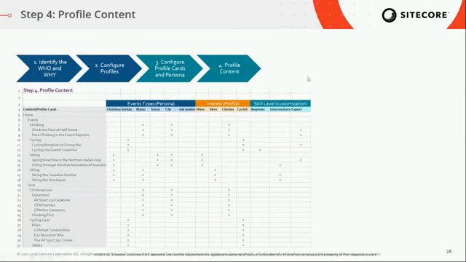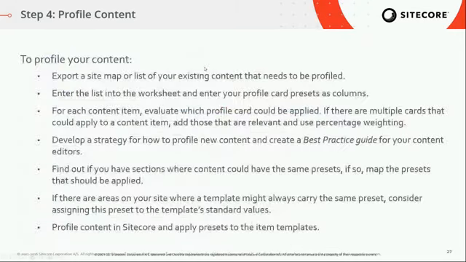Okay, so once we've done this, by the way, just a few more tips. Take a look, export your sitemap or list, put it in the spreadsheet, and this is just all the tips. For each content, evaluate which profile card could be applied. Maybe you have multiple cards applied to one single content item, and so forth. So a lot of the strategies and the tips and tricks I've been talking about are here. So again, when you get this PDF of this PowerPoint, you'll be able to see these.